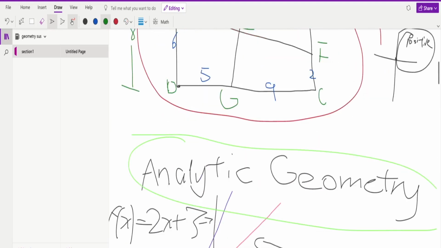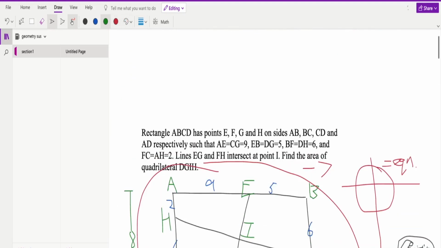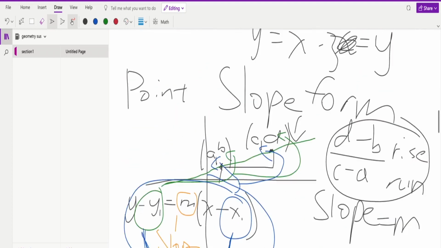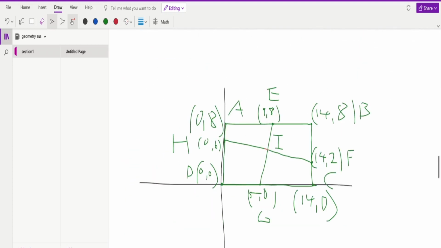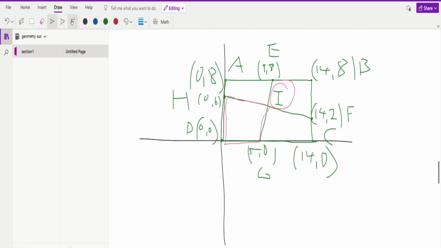Now going back to the problem, what it's asking for is the area of this shape DGIH, and I'll highlight it here. So it's this one right here. And if we know the coordinate of I, then it would be much easier to solve for that. So we're going to solve for the coordinates of point I. And how do we solve for that? Well, we know that this point I is the intersection of line FH and EG.